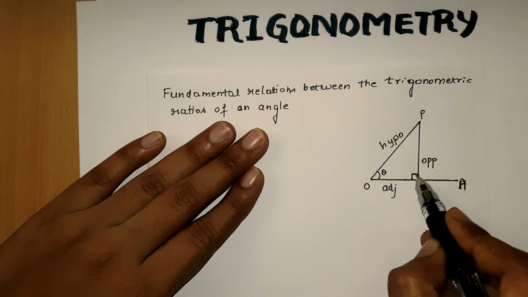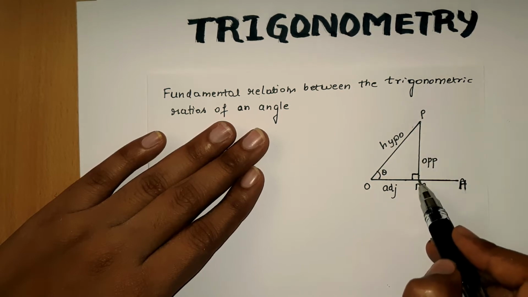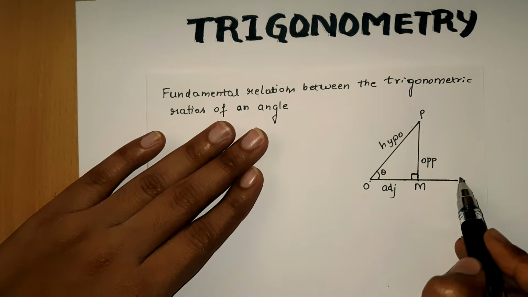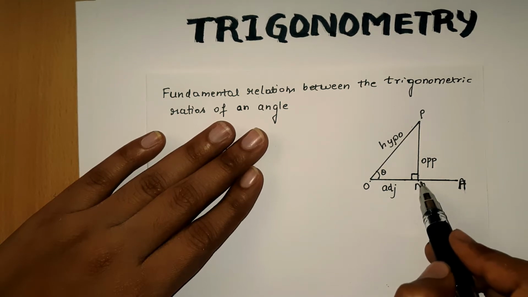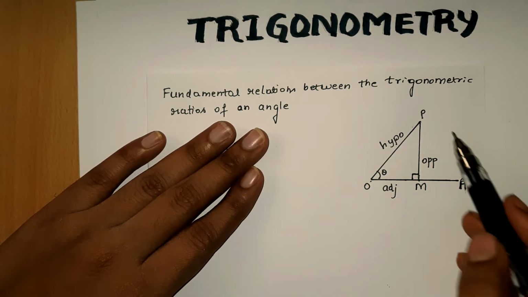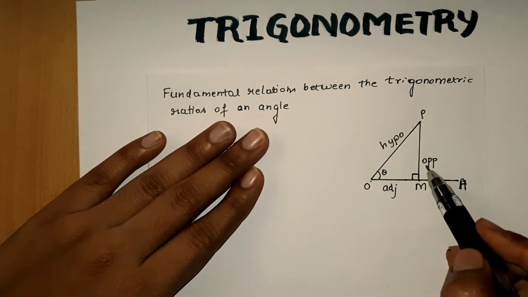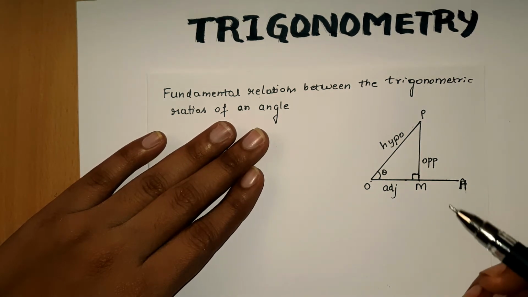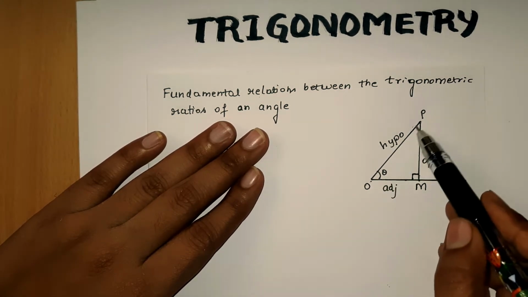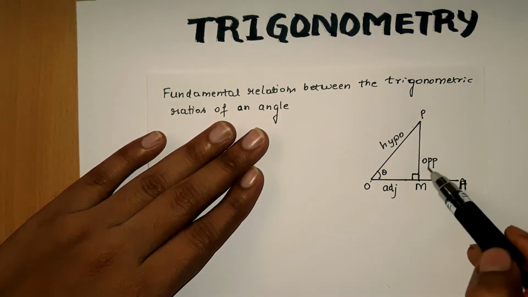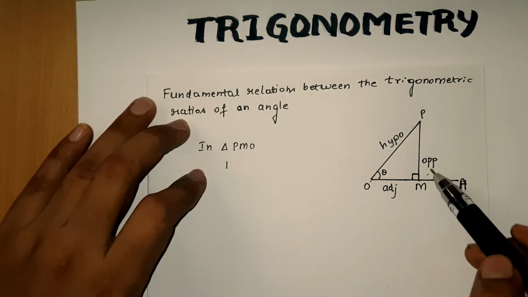Clear? So this PM, drawn perpendicular to the line OA, forms a 90-degree angle at M. So now for this right angle triangle PMO, we can apply Pythagoras theorem. That is, the square on the hypotenuse is equal to the sum of the squares on the other two sides. So we can write it like this.